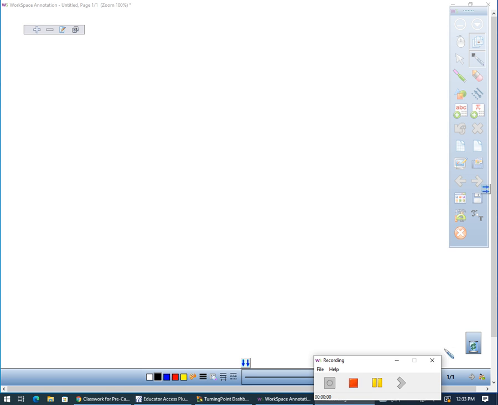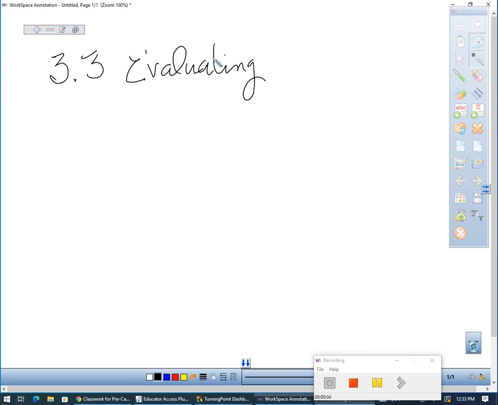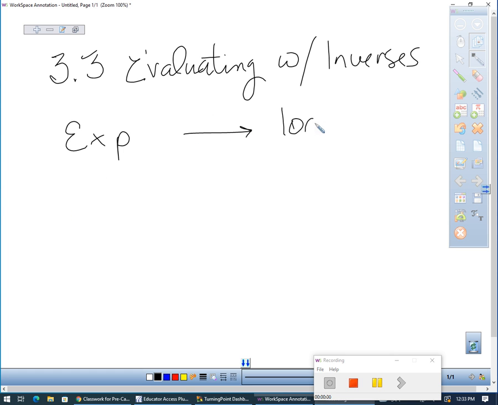This is technically section 3.3, evaluating with inverses. So we're evaluating with inverses, simply saying that if we have an exponential, remember, to simplify an exponential, you can change it into a log. Or if you have a log, you can change it into an exponential. They go back and forth.